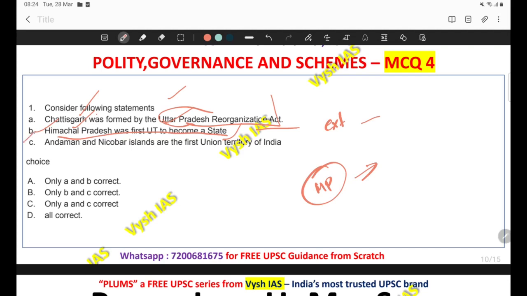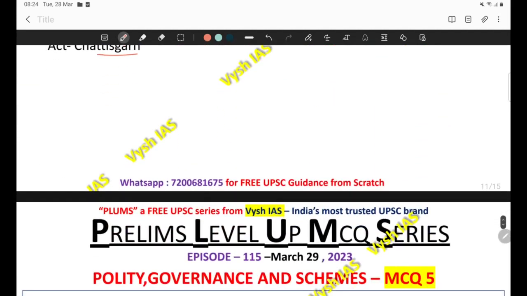So this particular statement B is correct. Himachal Pradesh was the first UT to become a state. Then C, Andaman and Nicobar Islands are the first union territory of India. See how they have framed the two questions. The first union territory to become a state is Himachal Pradesh, but Andaman and Nicobar Islands is the first ever union territory of India. So both statements are correct. So B and C are correct. Option number B is the correct answer, while A is incorrect.